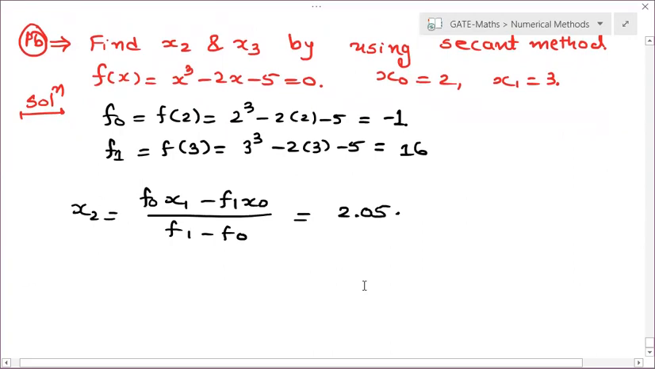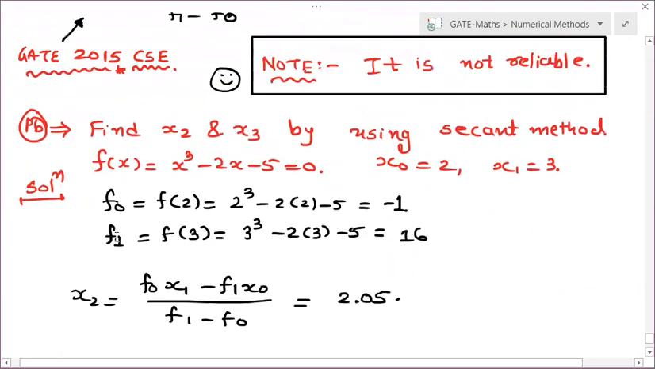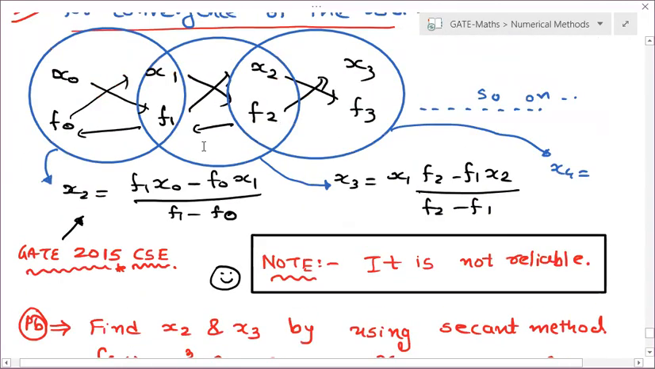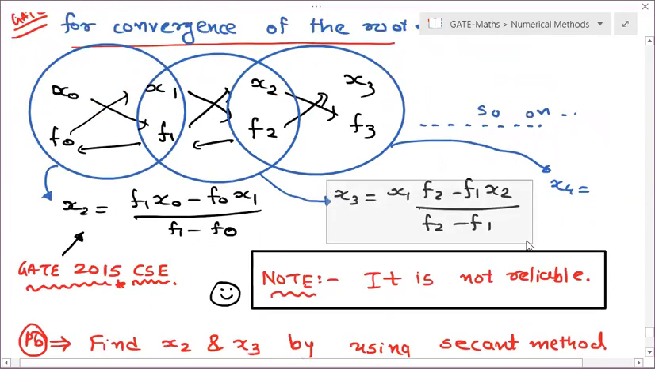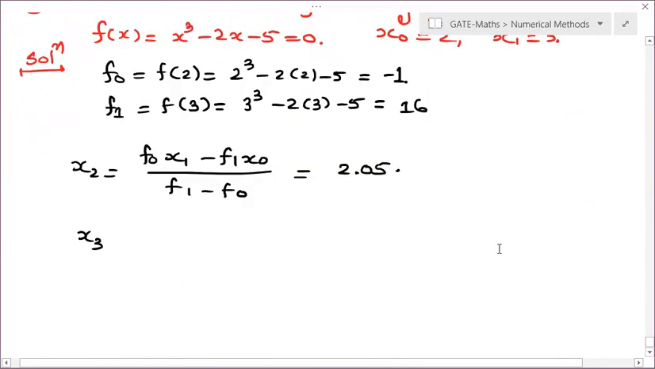Right. Now to find x3, do you need to check whether it is positive or negative? Do you need to check that? No. Just directly apply this formula between f1 and f2, x1 and x2. So this is your formula: x1 f2 minus f1 x2 divided by f2 minus f1. If you put all these values, this will become 2.08.